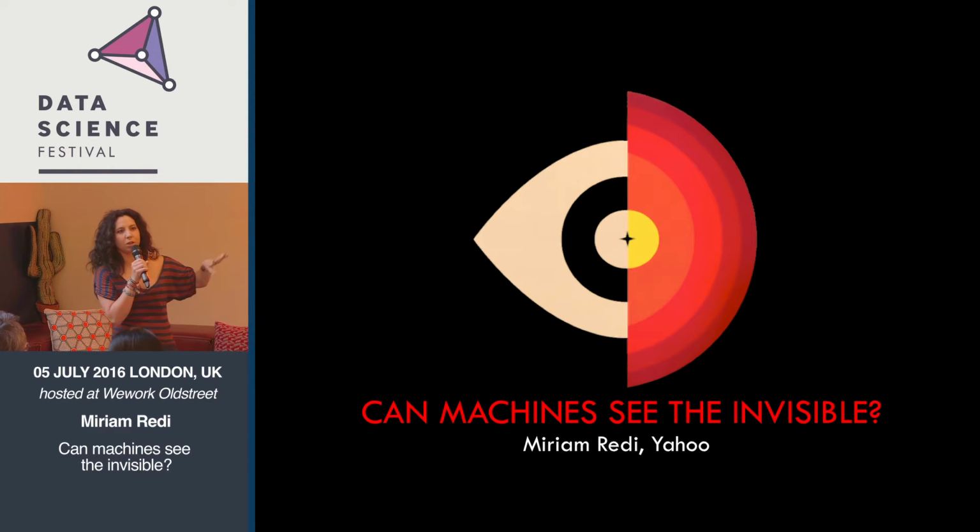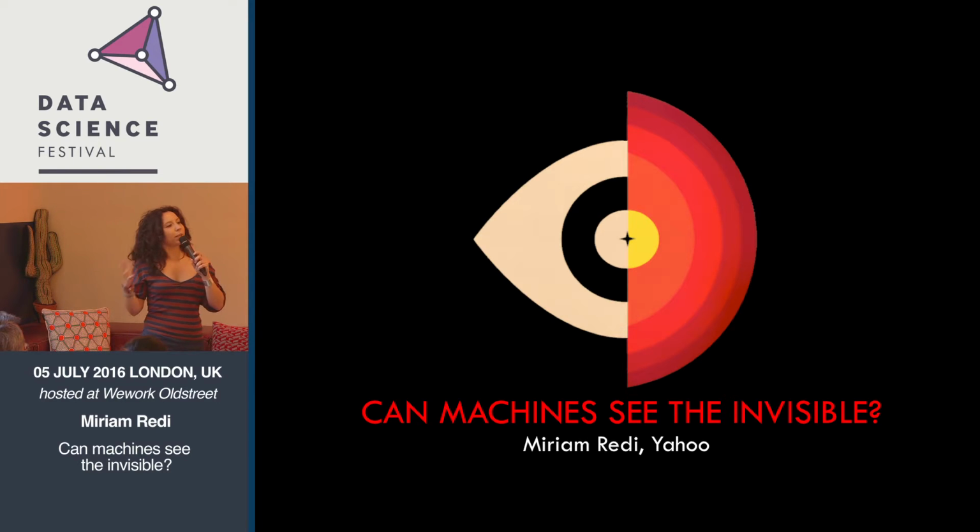So I work for Yahoo in the computational advertising team, but I'm a research scientist there in the field of computer vision. And for those of you who don't know, what we do as computer vision scientists is that we teach machines how to analyze and understand images. So I'm kind of a data scientist, but for a particular type of data, which is visual data.